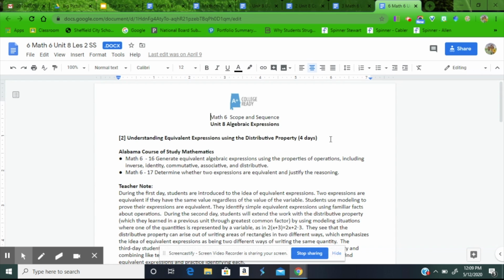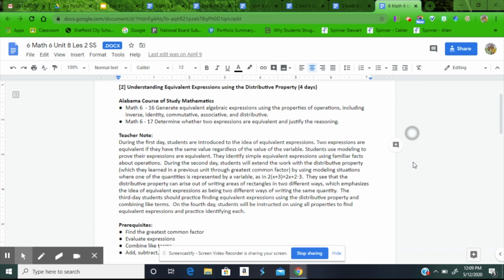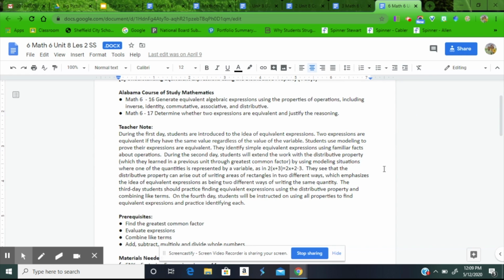Now we're going to look at Day 2 or Lesson 2, Understanding Equivalent Expressions using the Distributive Property, and notice that covers 4 days. Here you have your Alabama course of study that will be covered in this lesson, and then your teacher note. Pause for just a moment and read through this teacher note.